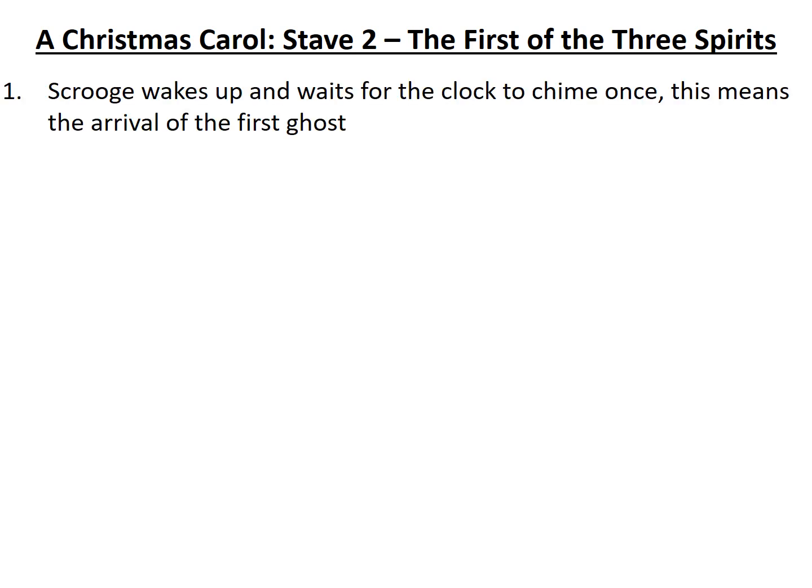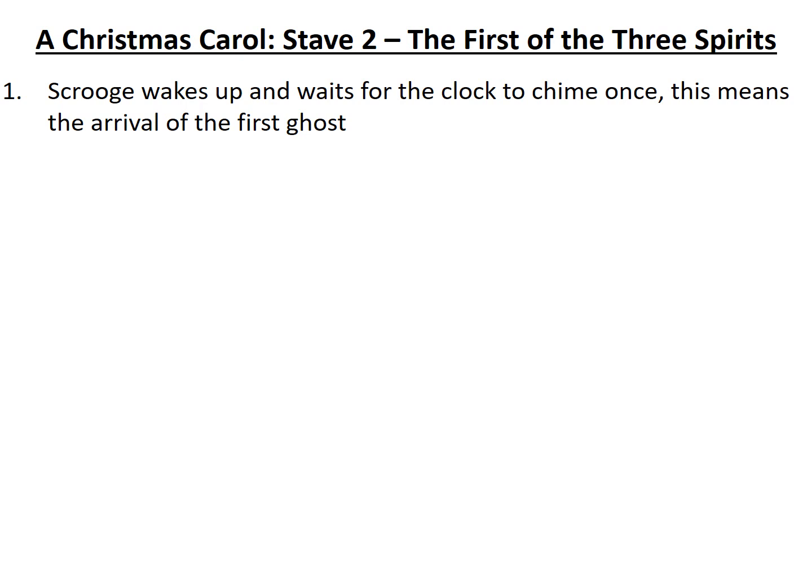In this video we'll be sharing some quick-fire notes on Stave 2 of A Christmas Carol by Charles Dickens. We'll be concentrating on not just what happens in this stave, but the language that Dickens uses to identify the key themes and ideas we should remember from this stave, alongside understanding what our key takeaways are as readers of this stave. So the stave begins by Scrooge waking up and waiting for the clock to chime once, which means the arrival of the first ghost, as Marley said at the end of Stave 1.